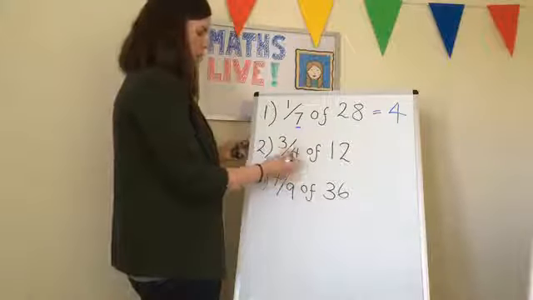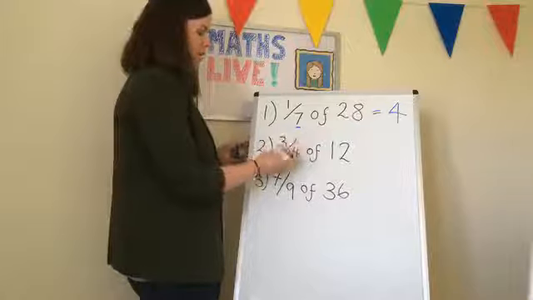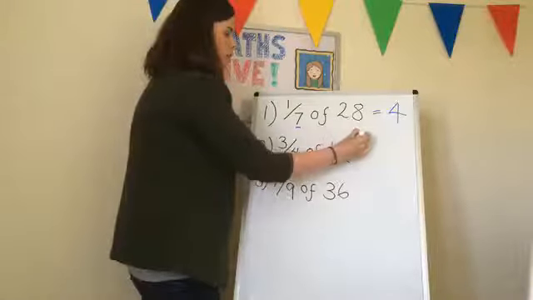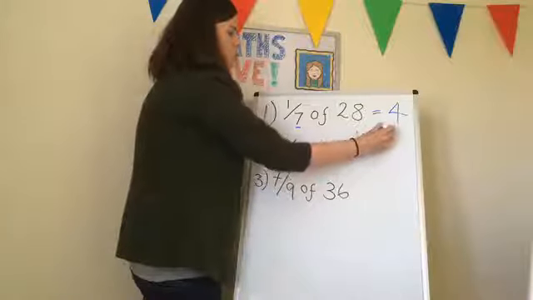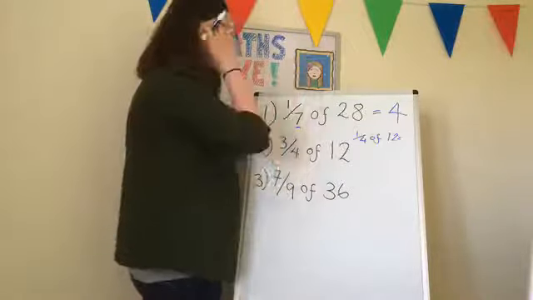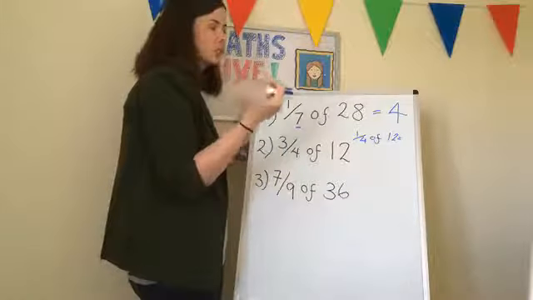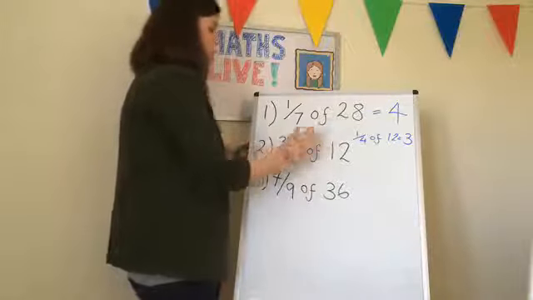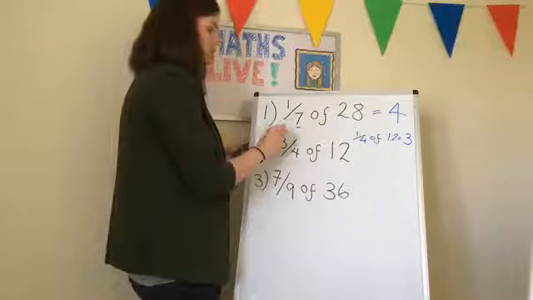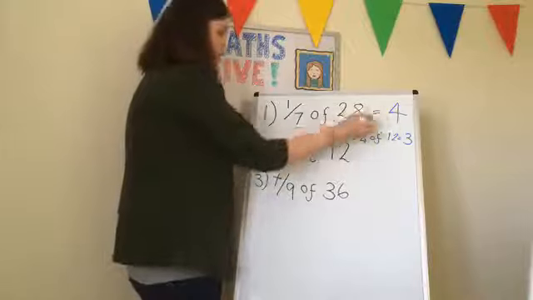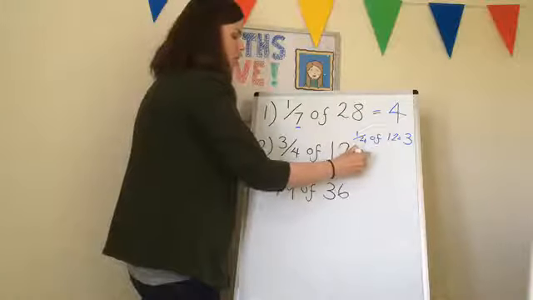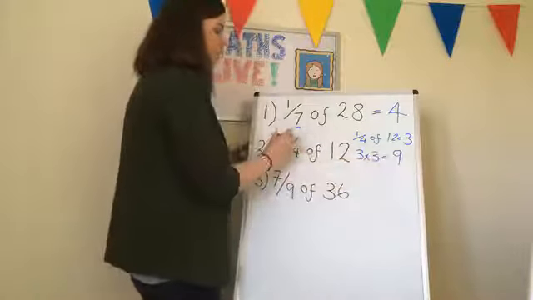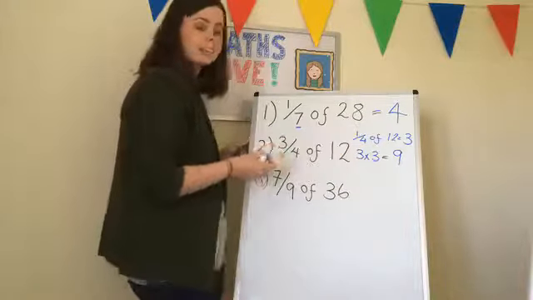Right, with this one, we want 3/4 of 12. So we ignore the 3 first, and we want to find 1/4. So 1/4 of 12. So we do our 4 times table. So 4, 8, 12. So 1/4 of 12 is 3. But we don't want 1/4 of 12. We want 3/4. So what we actually do is times the answer by the numerator. So 3 times 3 is 9. So 3/4 of 12 is 9.